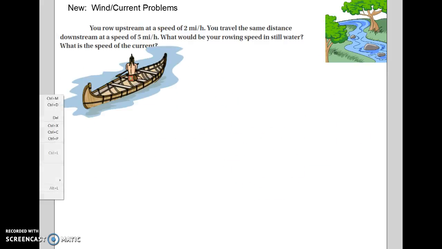Okay, let's look at another wind current style problem. I want you to look at this problem and see if you can do it yourself. It's very similar to the one that we just did. Just remember that it says 2 miles per hour, 5 miles per hour, which means your time is that 1 hour. Okay, pause your video and go ahead and try that problem.